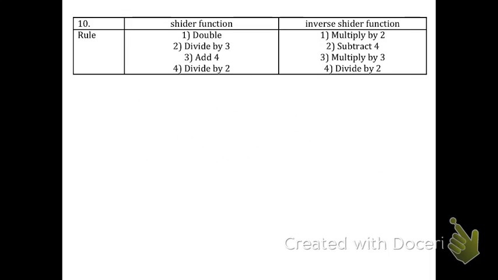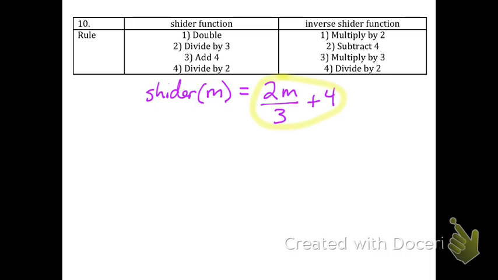Alright, the Scheider function, so starting out, Scheider of, maybe let's do another letter now, M. So to double something means to multiply by 2, so I'll do 2m, then divide by 3, so I'll take that and divide by 3, then I'll add 4, and then I'll divide by 2. So I need to take this whole thing and divide it by 2. So I'll put the bar under that whole thing and divide by 2. It's getting a little complicated with the multiple divisions there, but you should be able to understand what it means and the order to do it in.